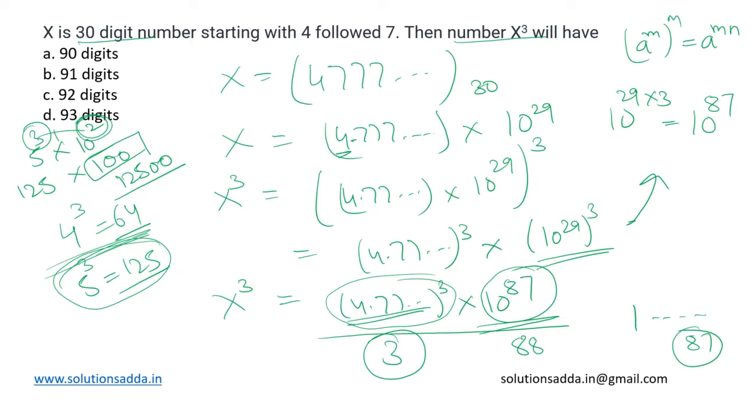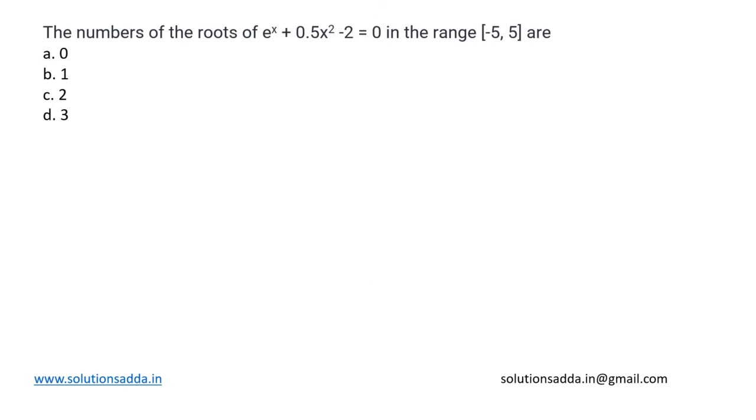So the number of digits this x cube will have is this 3 plus the number of zeros it is getting from this number, that is 87. So the sum is 90. That would be our answer for the number of digits in x cube. So option A.